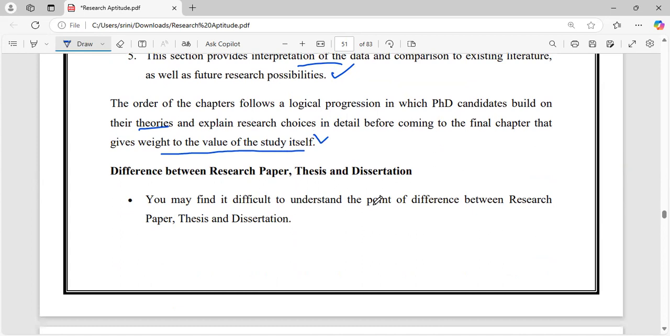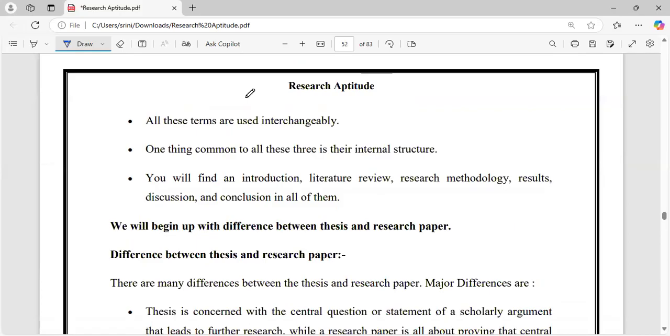Difference between paper, thesis, and dissertation. Okay. All these terms are used interchangeably. One thing common to all of these is the internal structure. The structure is almost the same. You will find introduction, literature review, research methodology, results, discussion, and conclusion in all of them.